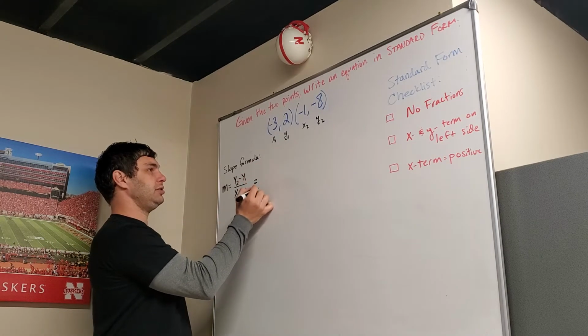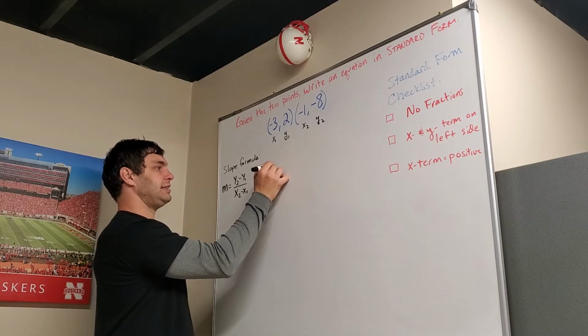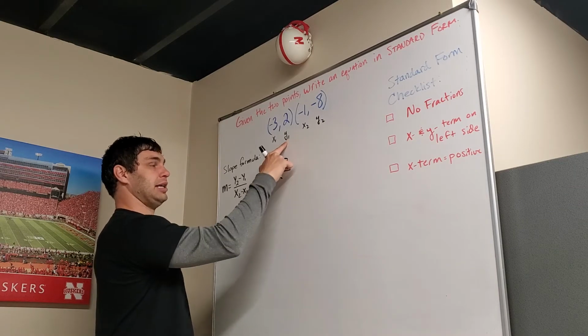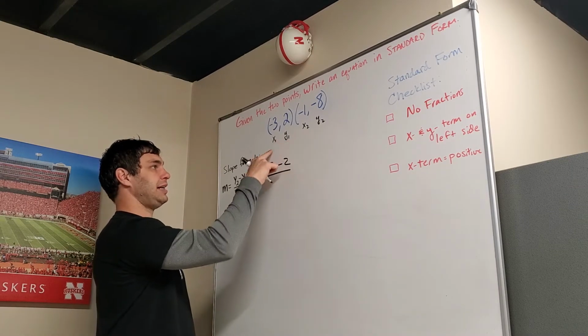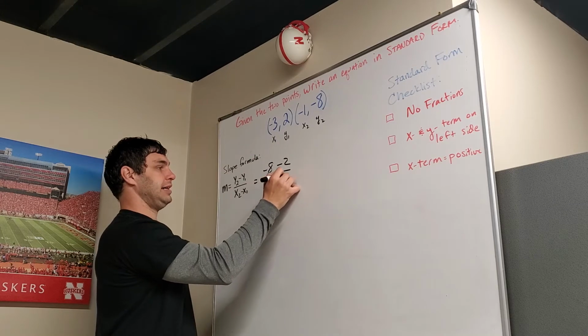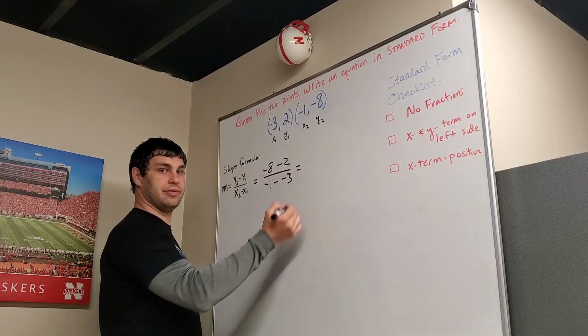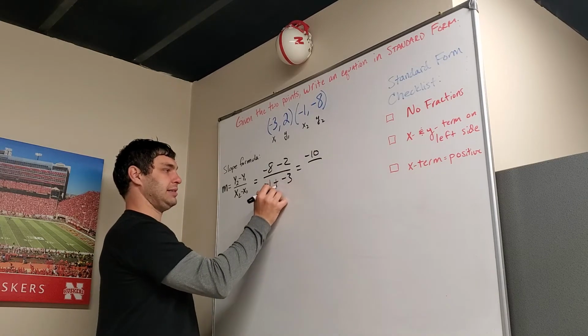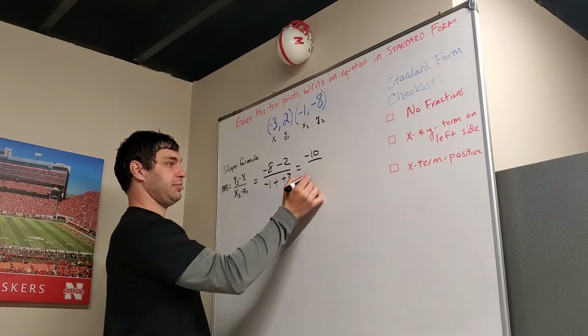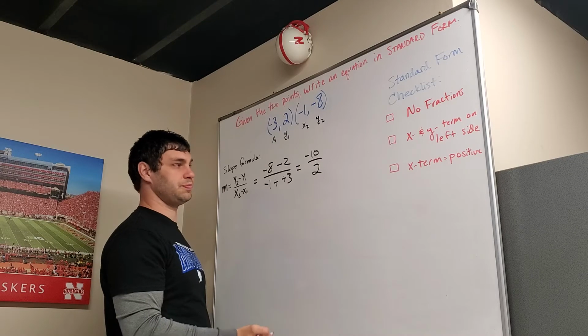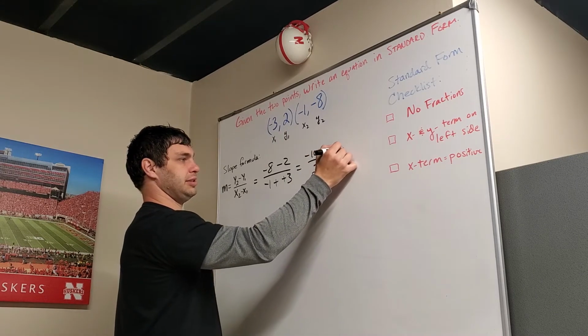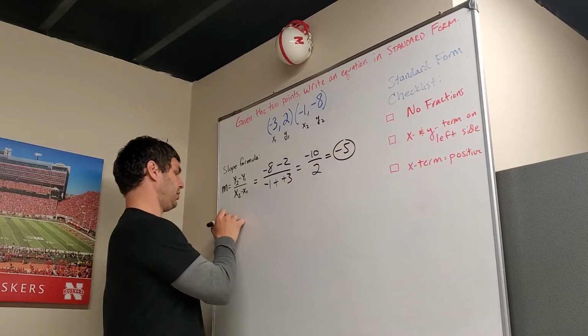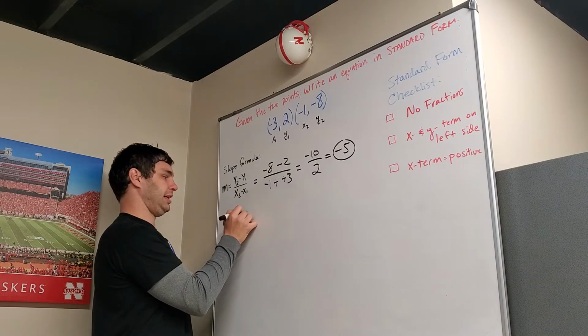So I'm going to do y2 minus y1, which is negative 8 minus 2, over x2 minus x1, negative 1 minus a negative 3. On top, negative 8 minus 2 is negative 10. On the bottom, negative 1 minus a negative 3 turns positive, negative 1 plus 3, so it's 2. Negative 10 divided by 2 is negative 5. Therefore, my slope equals negative 5.